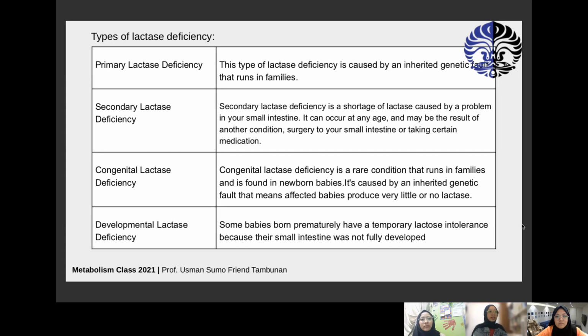The last type: some babies born prematurely, before the 37th week of pregnancy, have a temporary lactose intolerance because their small intestine was not fully developed by the time they were born. This is known as developmental lactase deficiency and usually improves as affected babies get older.